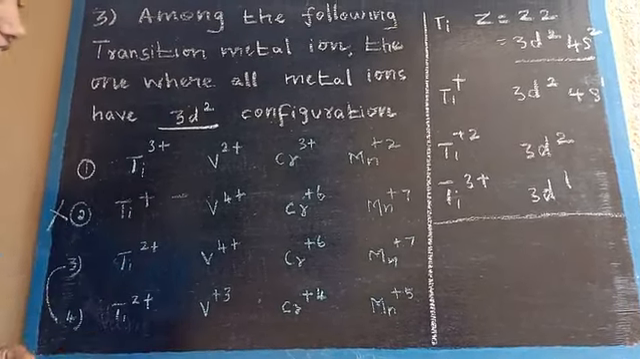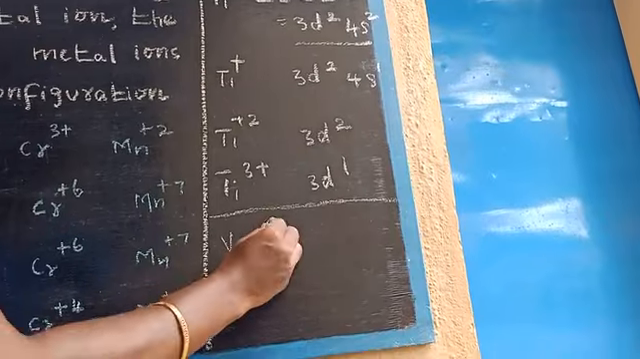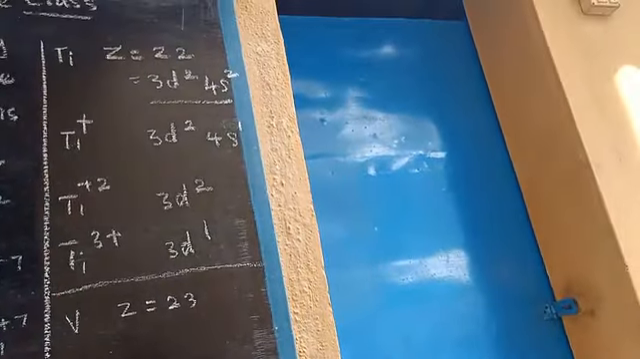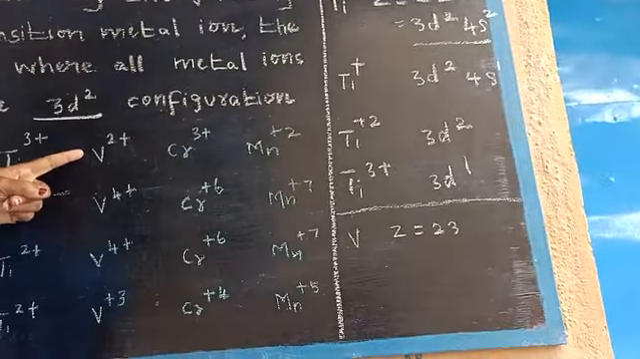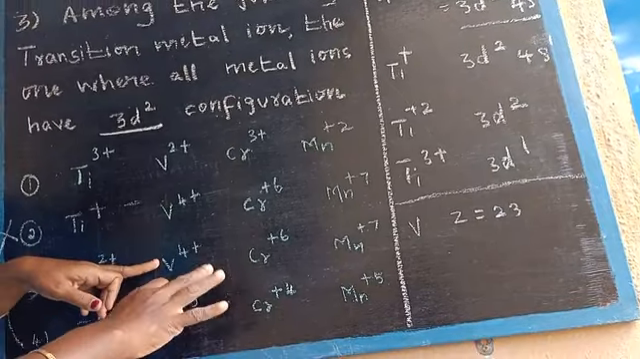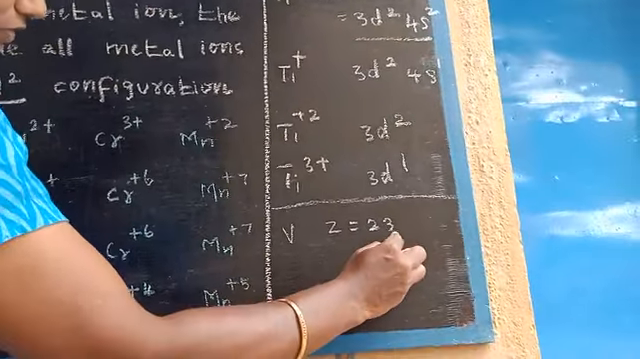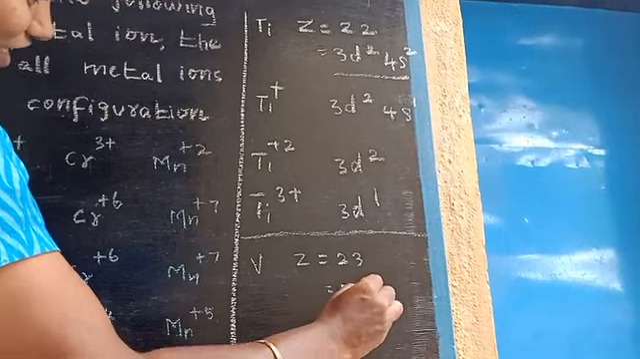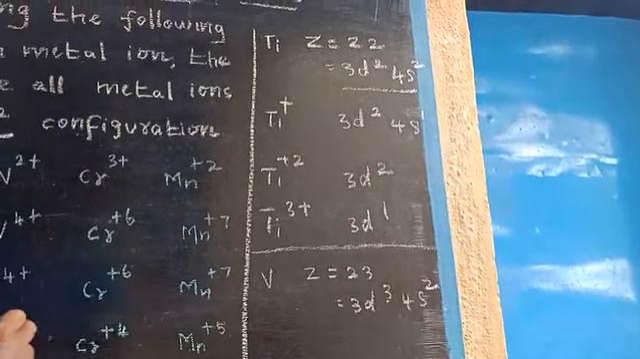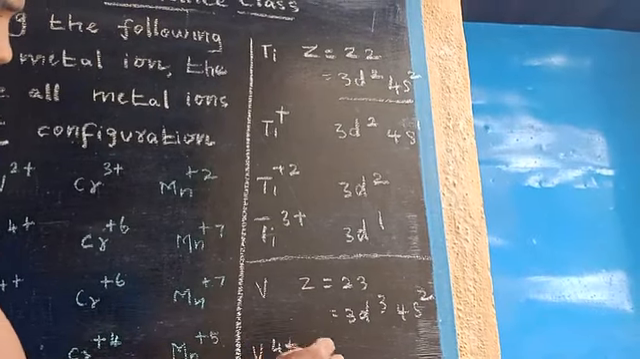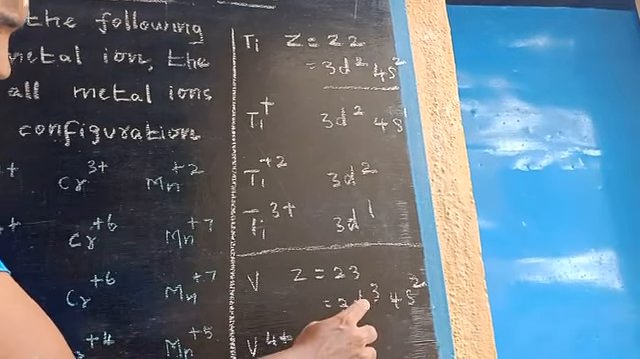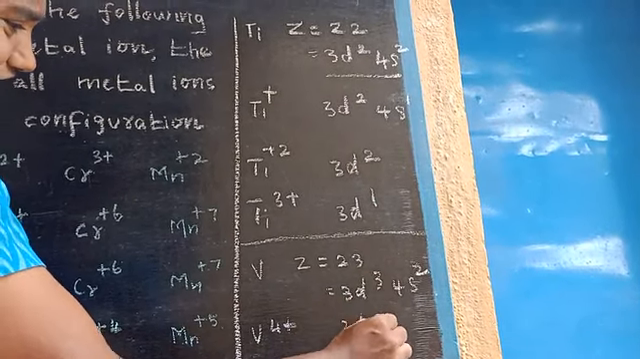Next see vanadium. Vanadium atomic number is 23. So here the options are vanadium 2+, 3+. Now we want to see only 3+ or 4+. So 23 gives 3d3 4s2. Vanadium 4+: here 2, here 2 are lost, so the remaining is 3, so 3d3 configuration.